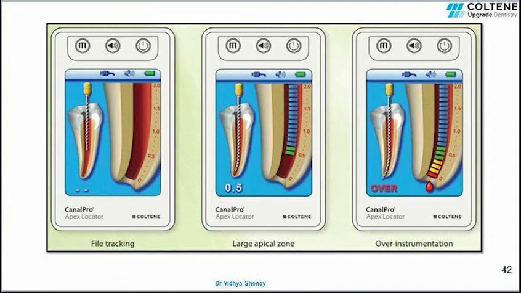In the second image, you can see that the apical zone is shown enlarged. So as the file approaches the apical third, the position of the file is shown on this enlarged picture and we can determine the location of the file. In case of over-instrumentation, a bleeding symbol appears on the display, which gives us the indication that the file is beyond the apical foramen.